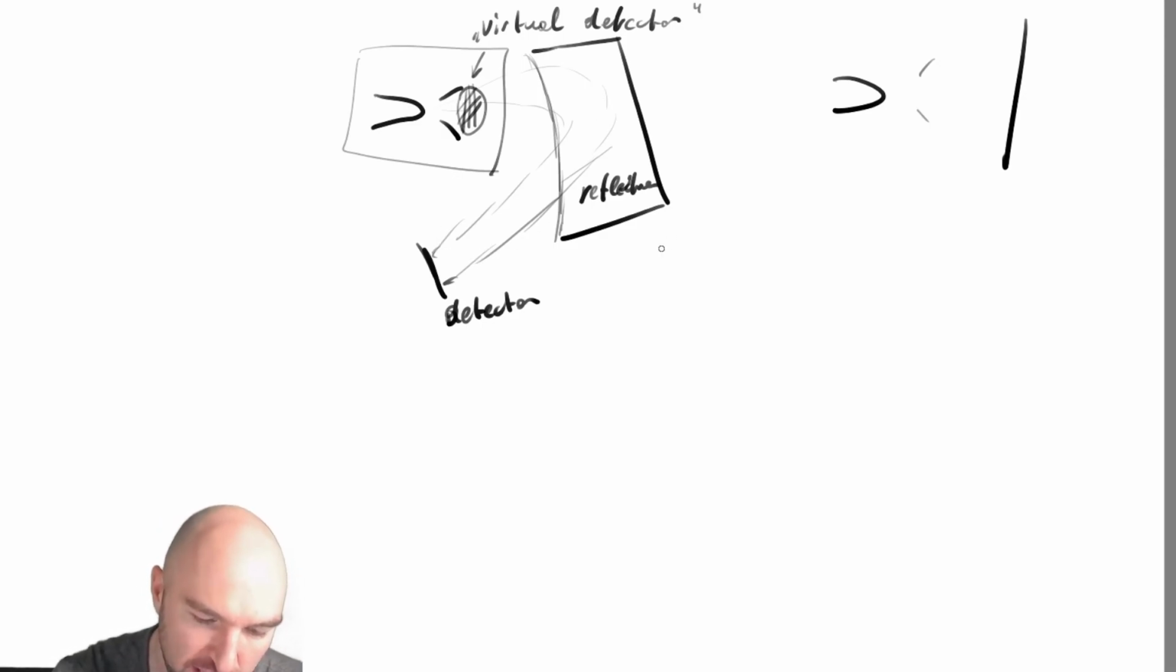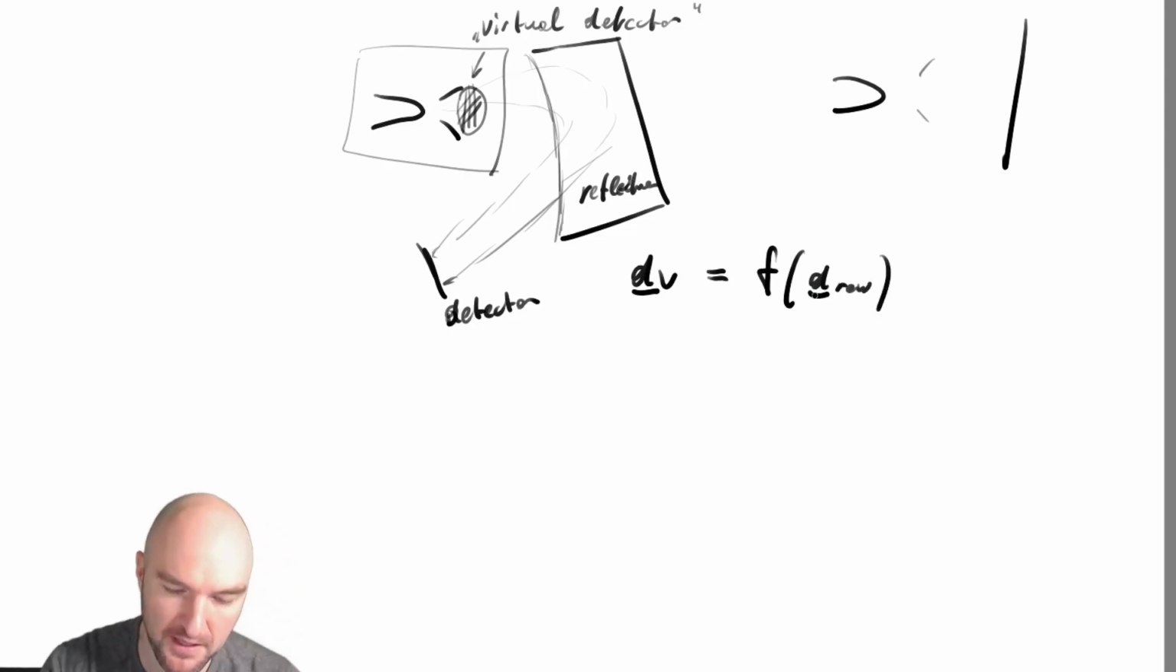Yeah? And all we need to do is have some function that makes our virtual detector coordinates, let's call them d virtual as a vector, because they have the x and the y, some kind of function of the detector raw coordinates. And the question is, how do we come up with that function?